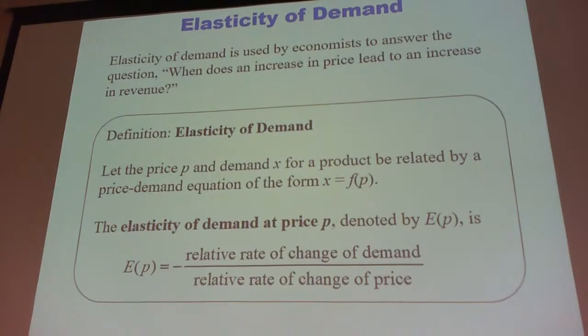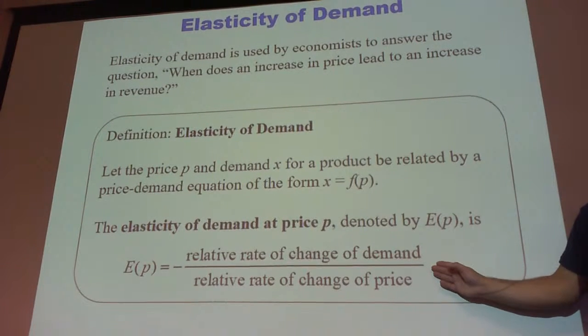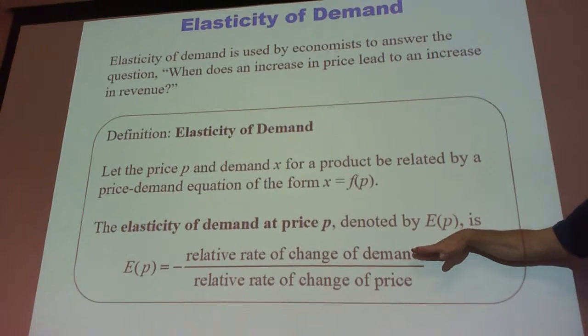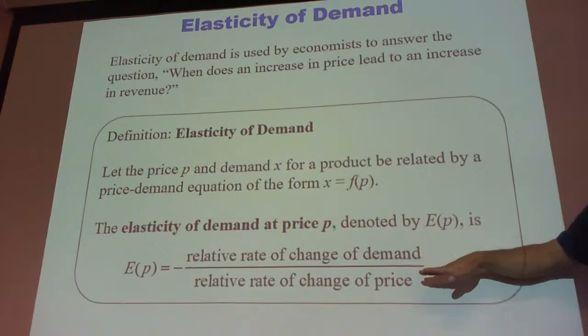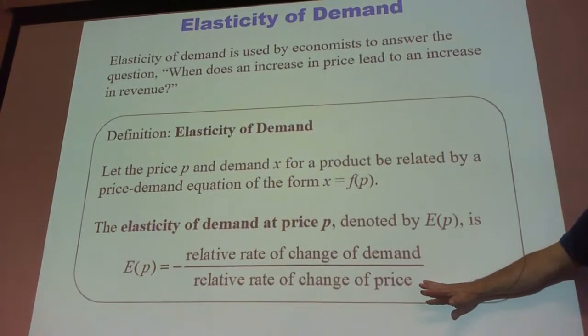P is price, X is demand of a product, related by the price demand function, X equals f of P. And what we're finding is the elasticity of demand at price P, E of P, equals negative relative rate of change of demand over relative rate of change of price. Now, again, we're not in the formula yet, but we're getting very close to it. What this will tell us is, number one, the change in demand over the change in price. How demand changes and how price changes.